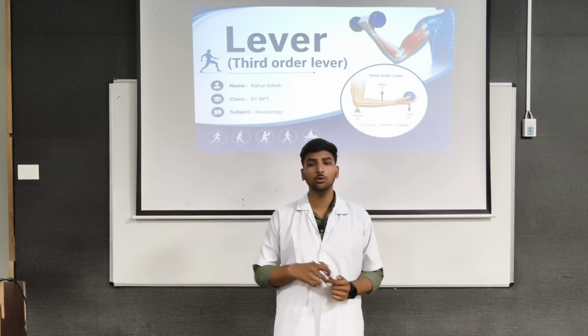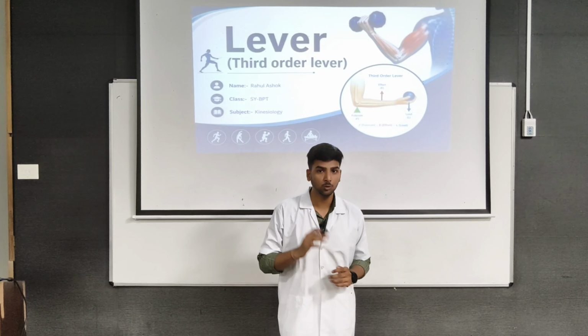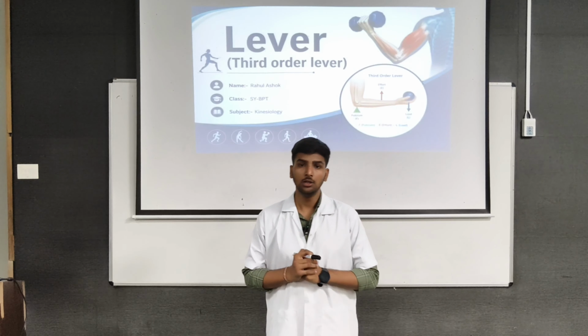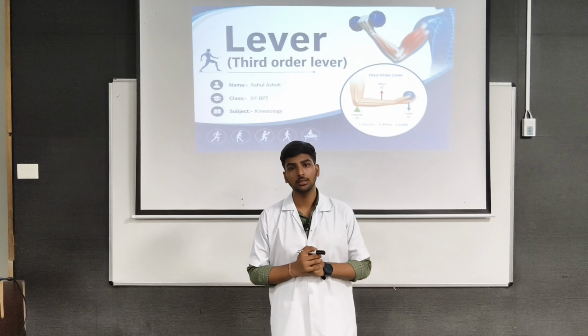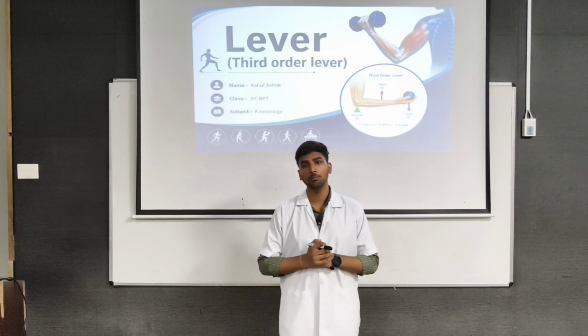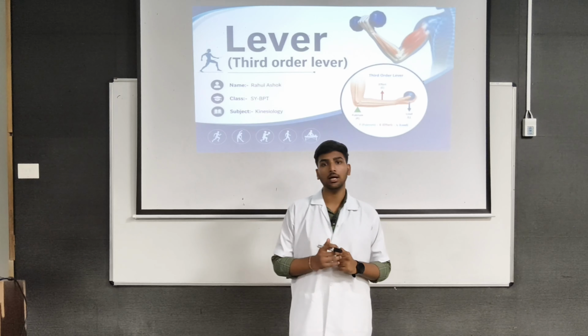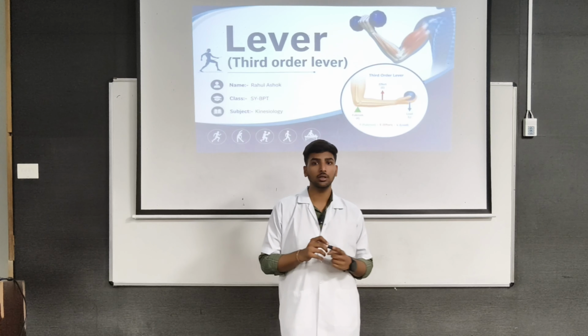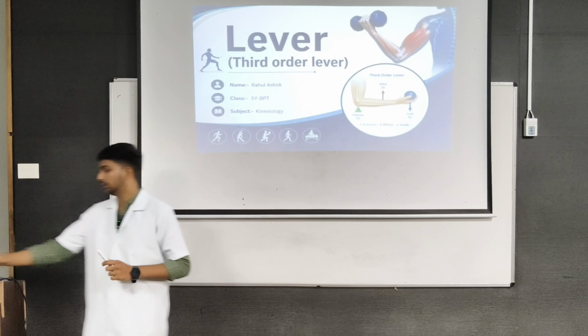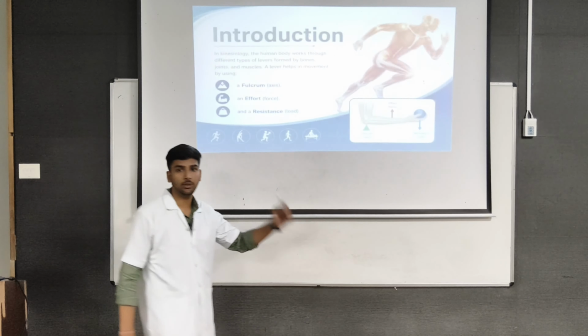So today in this video, we are going to study about lever, and more specifically the third order lever. So a lever is a simple machine consisting of a rigid bar and capable to rotate around a fixed point called fulcrum, and the parts of lever are the fulcrum, effort, and the load or resistance. Now let's start with the introduction.